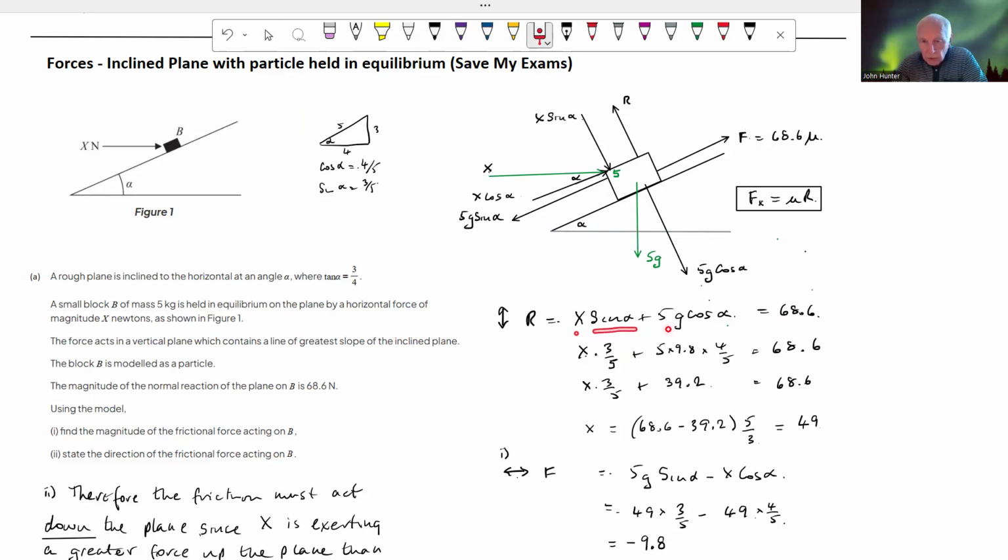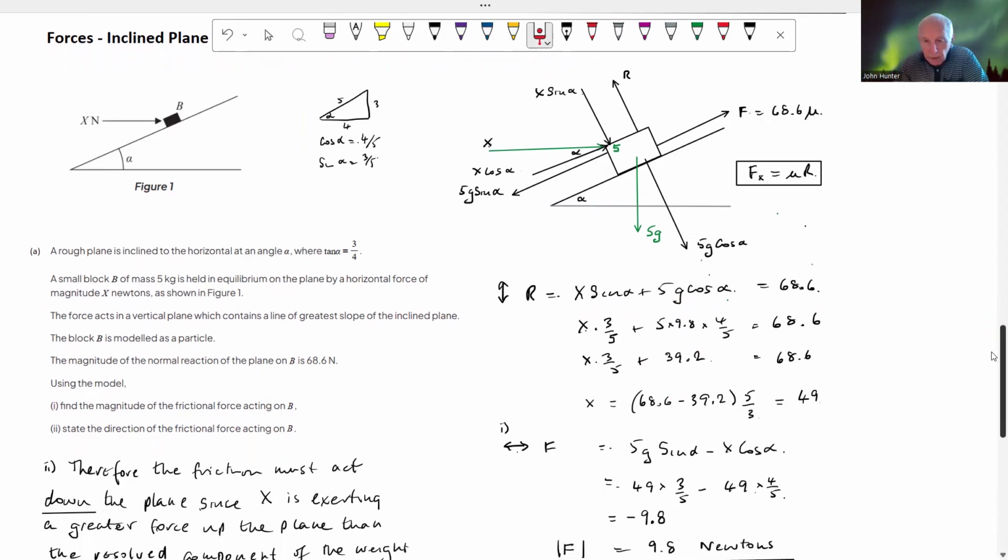So if we just substitute in all the various things, we're using 9.8 for g, acceleration due to gravity, gives us that. And if we just work that through, then that is going to give us a value of X of 49. Okay. Right, let's just wind down a little bit.